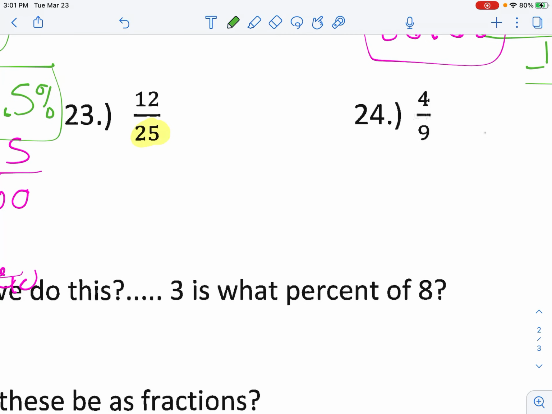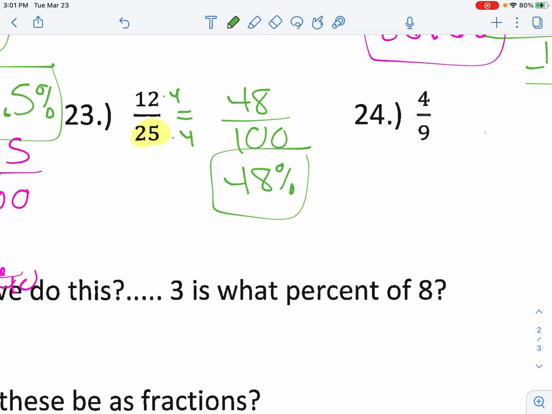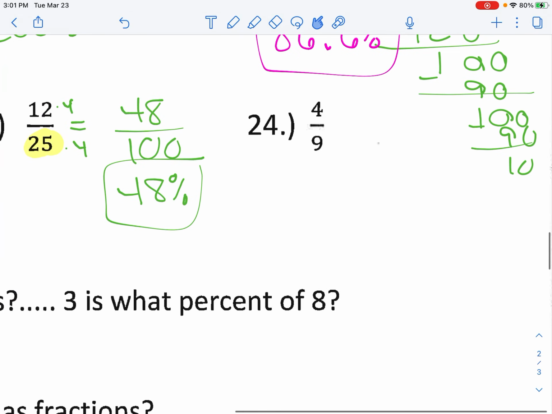Check your denominator. A percent is out of 100. So we're going to do 25 times 4 and 12 times 4. That gets us to 48 hundredths. 48 hundredths is equal to 48%.